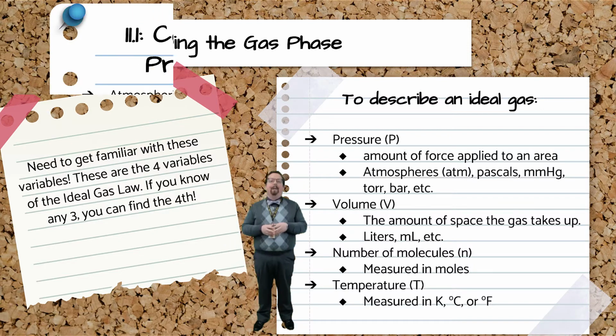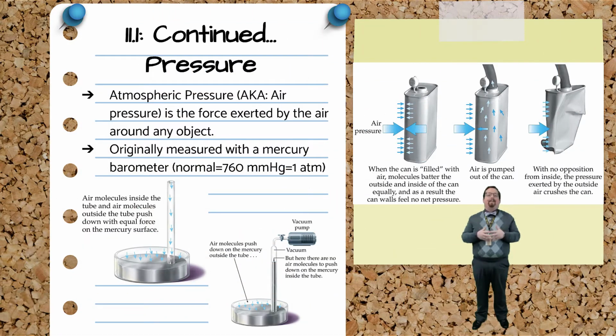Since our air is made up of gas particles, those particles are constantly hitting objects. When those collisions occur, a force is applied to the object the particles are hitting. This is what pressure is. The force exerted by our air on any object is called the atmospheric pressure, or the air pressure. We now measure it with a barometer, but originally we measured it with a mercury tube.